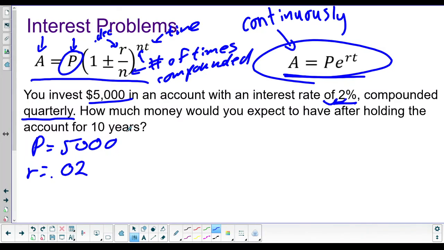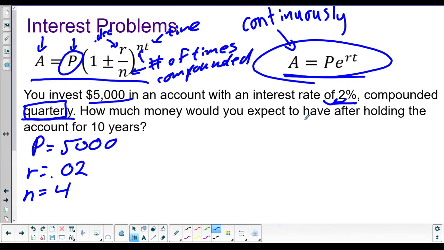Compounded quarterly. For these compounding numbers, you want to ask yourself how many of these things occur in a year. So if we said daily, it would be 365. If we said monthly, it would be 12 because there are 12 in a year. Quarterly, you know the word quarter. It's 1/4. So there are 4 quarters in a year. So N equals 4.